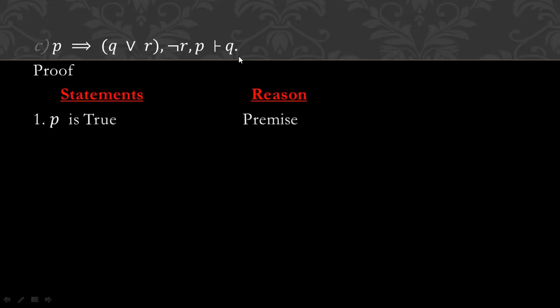The third statement, or simple example, is: P implies Q or R is the first premise, negation of R is the second, P is the third, and the conclusion is again Q. Therefore, formally, the proof of this simple argument could go as follows. The first step starts from the last premise, that simply P is true just because it is a premise.